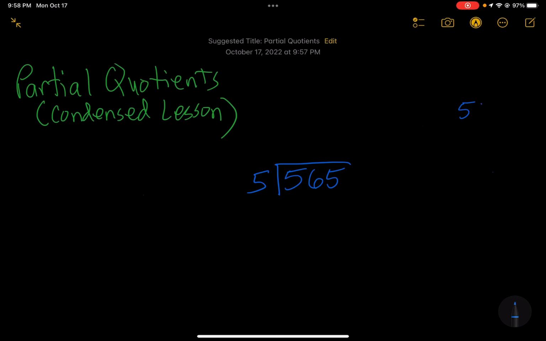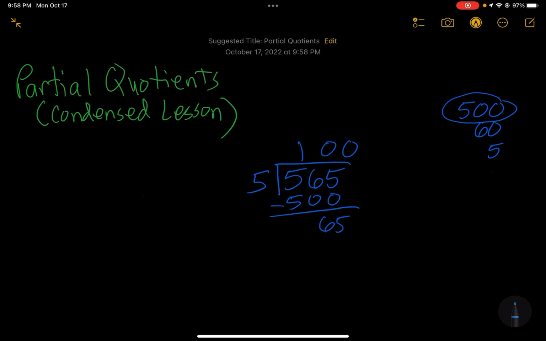565 consists of the number 500, of the number 60, and of the number 5, right? I have all three of those numbers in 565. So if we think about partially dividing, how many times can 5 go into 500? Well, it takes 100 of them, because 100 times 5 is 500. Okay, what are we left with?